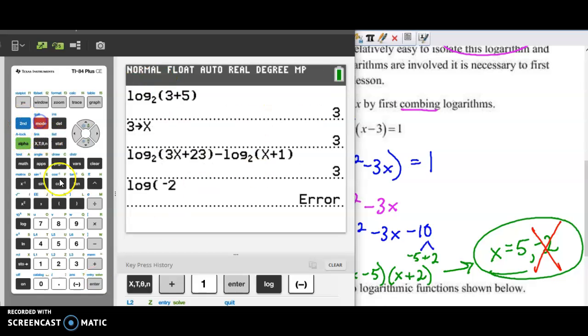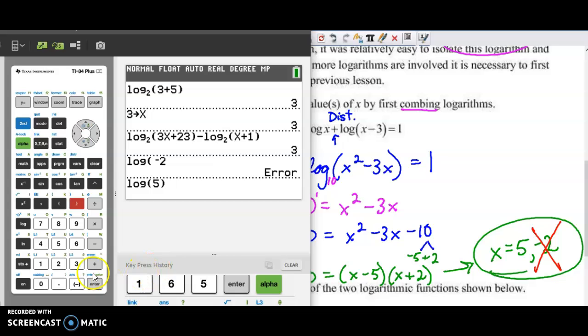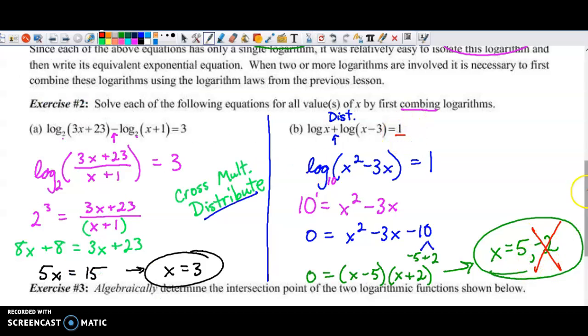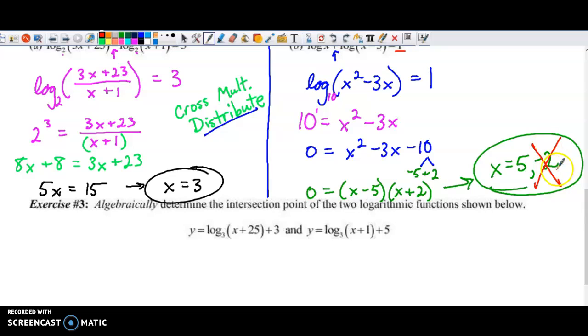However, if I quit out of that and I try to log 5, and then plus, I'll just do the math in my head, that 5 minus 3 is 2. Yep, I got my answer of 1 that I wanted. So 5 is the only one that works, and that other answer is what we call extraneous.